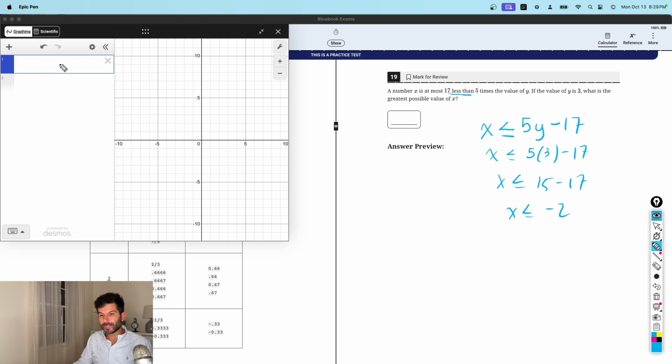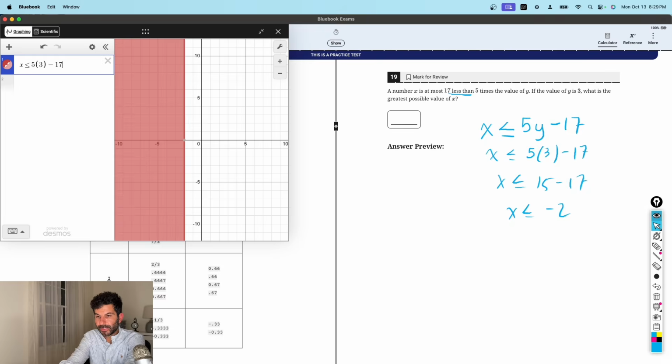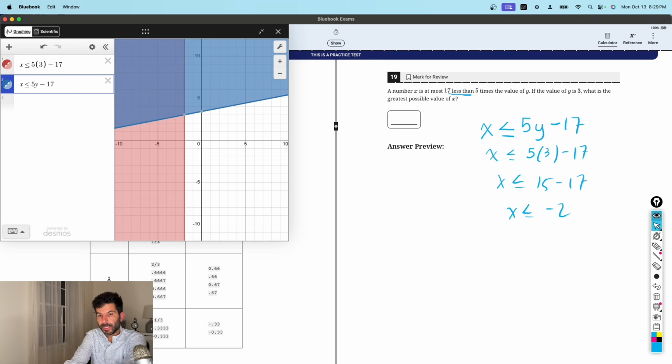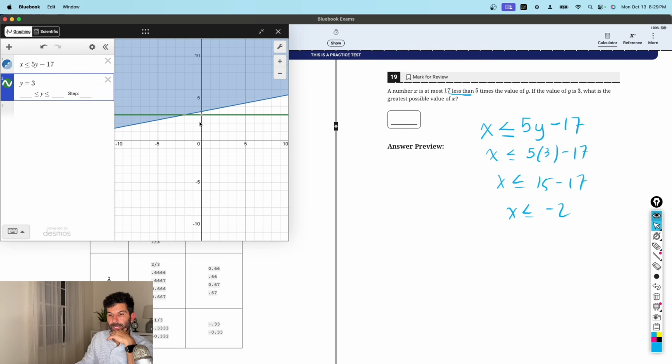If I were to then go to Desmos, and I now want to type in x, less than or equal to, and I do 5 times 3 minus 17, I can see here as well that the greatest possible value of x, it's a solid line, is negative 2. If I did not type the 3 in, does it still work? The answer is yes. I would do this, and then I would have to do y is equal to 3. Let me get rid of the first one, and you would look at the intersection of those two lines, which of course will also give us an answer of negative 2.